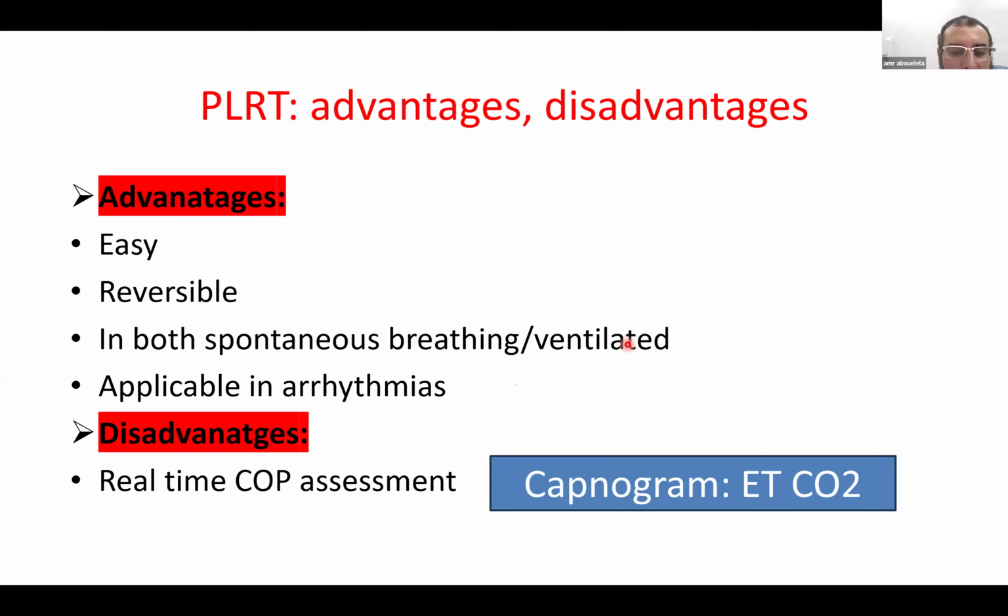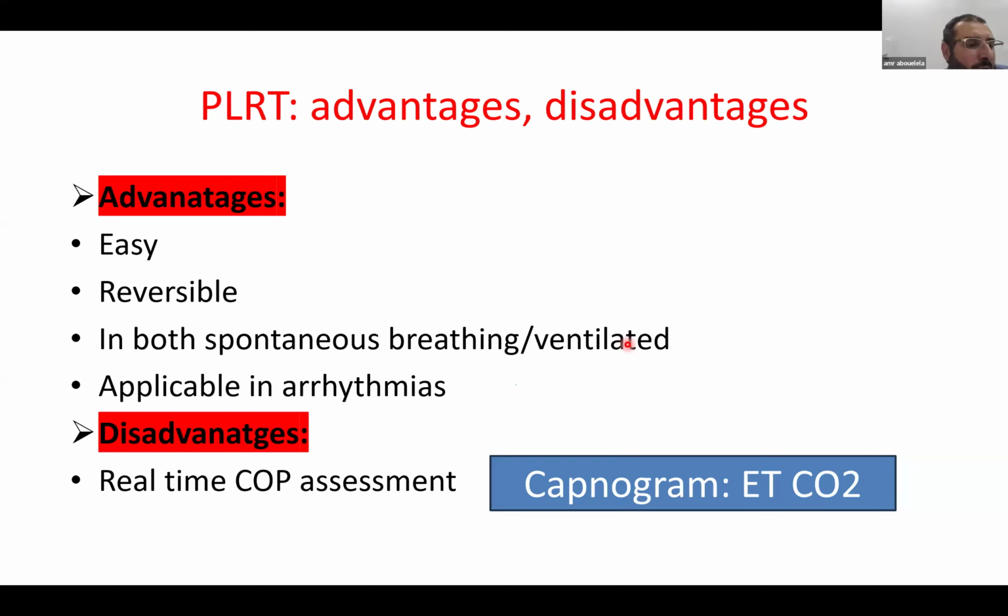Actually, the capnogram is very easy. In every ICU, I think you can have a capnogram. You should connect it to the patient, and you can check the end tidal CO2. It's very easy to measure. And again, if you have a 15% increase in the end tidal CO2, it means that the cardiac output is increasing, because the end tidal CO2 is a surrogate of the cardiac output.